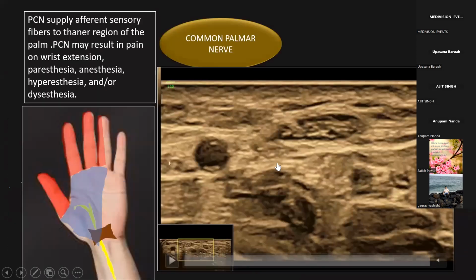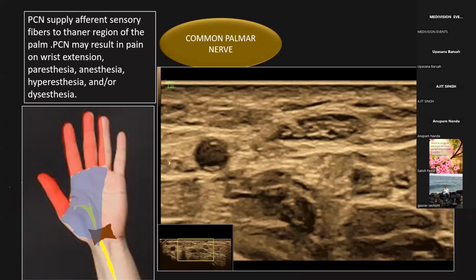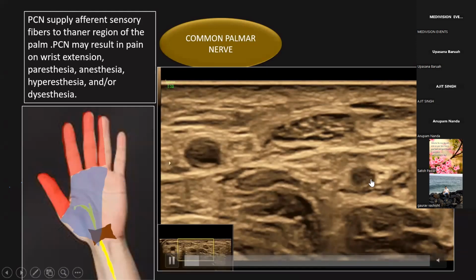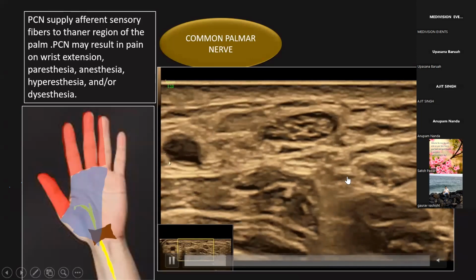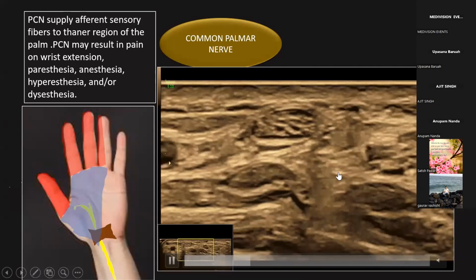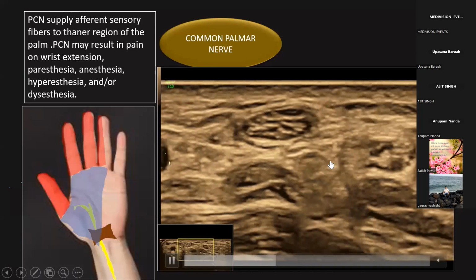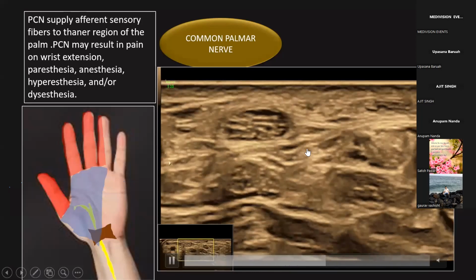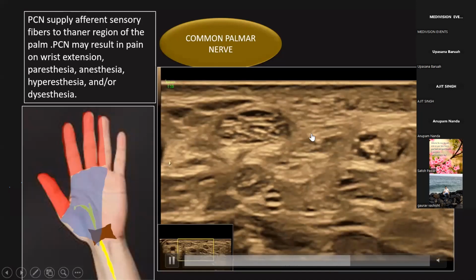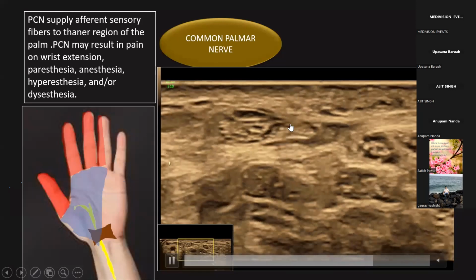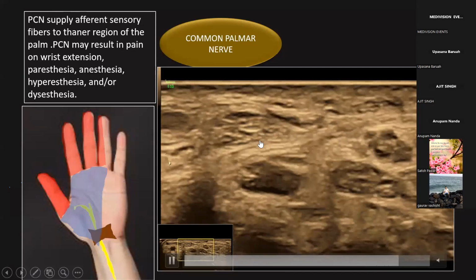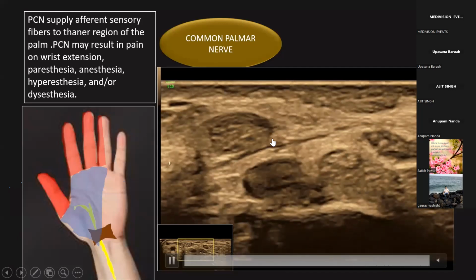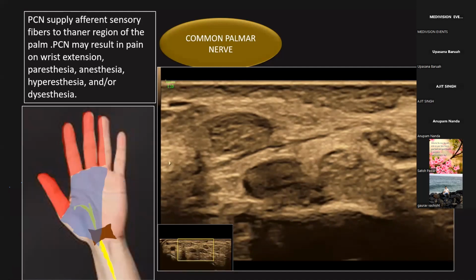Again, the imaging of the common palmar nerve is very difficult. It's a very thin nerve actually. So from the pronator quadratus level, as we move distally, we can see something going out from the nerve there. Just keep on focusing. You can see it's going away from the median nerve to the radial side. And finally, it will pierce the fascia and go towards the flexor carpi radialis tendon.